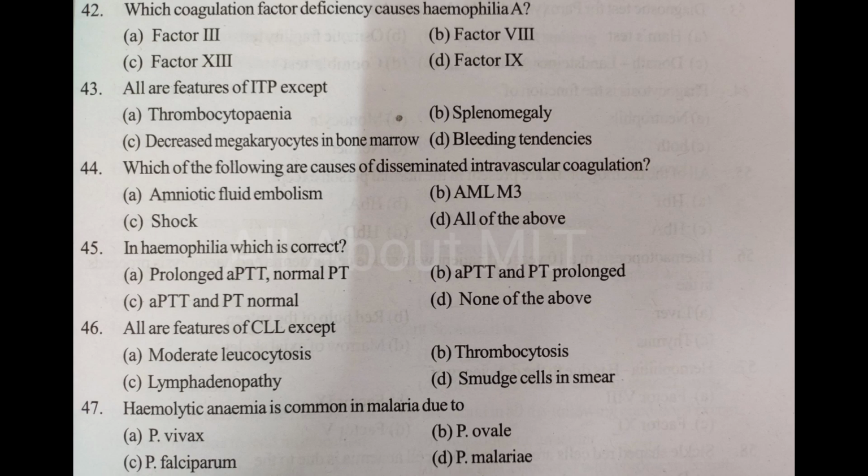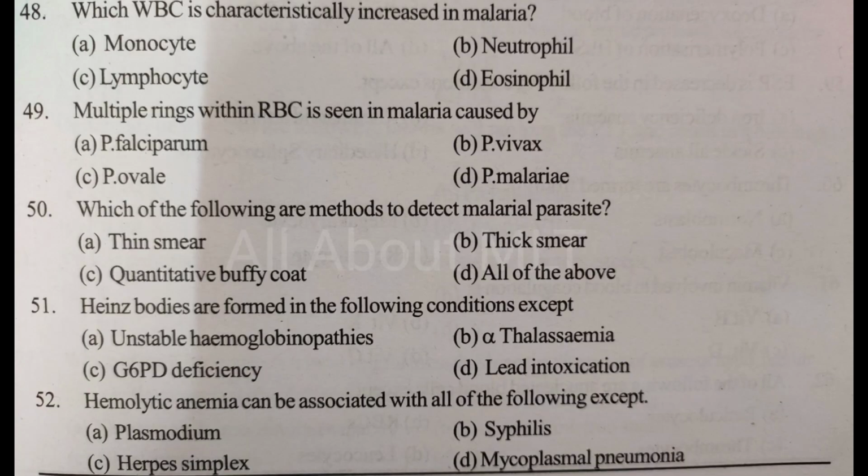Hemolytic anemia is common in malaria due to option A P. vivax, option B P. ovale, option C P. falciparum, option D P. malariae, and the answer is option C P. falciparum. Which WBC is characteristically increased in malaria? Option A monocyte, option B neutrophil, option C lymphocyte, option D eosinophil, and the answer is option A monocyte.